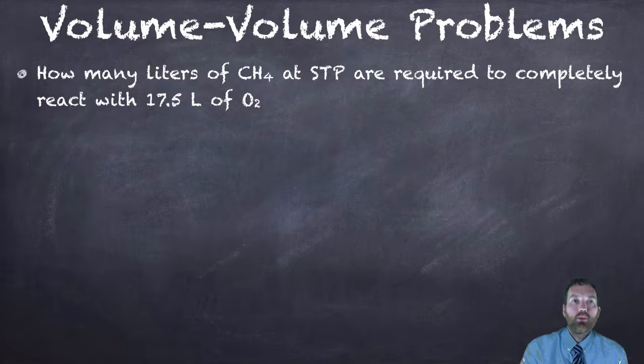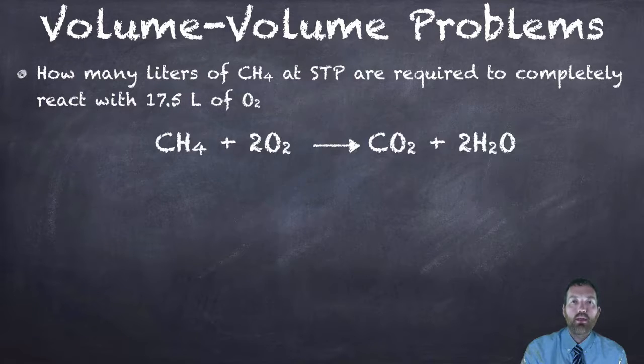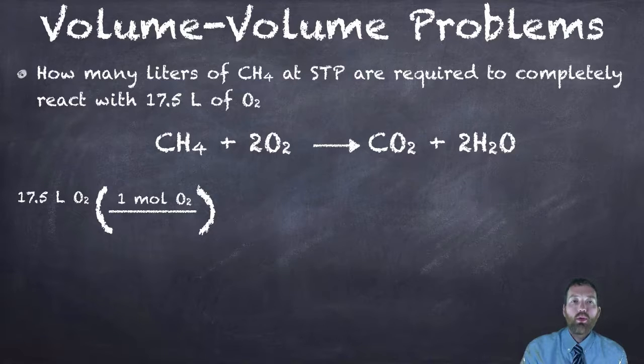So here's an example problem. How many liters of CH4 at STP are required to completely react with 17.5 liters of oxygen? So here's our balanced chemical equation, and we're going to start with the one piece of information they gave us in the problem, 17.5 liters of oxygen. So remember, 1 mole of any gas at STP is 22.4 liters of volume. So liters of oxygen, we'll cross off with liters of oxygen, and our first bracket is step 2 actually. We converted to moles of the chemical. We have moles of oxygen now.